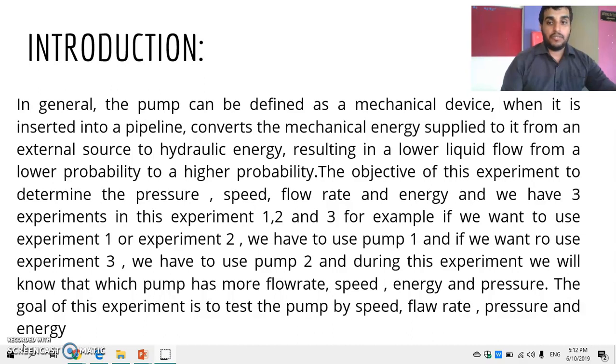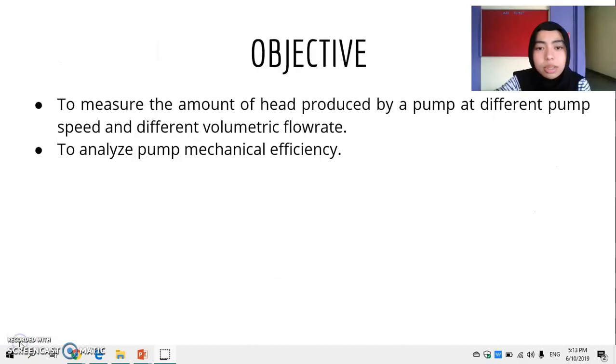And as we know, if we want to use experiments 1 and 2, we have to use pump 1, and if we want to use experiment 3, we have to use pump 2. The goal of this experiment is to test the pump by using speed, flow rate, pressure, and energy. The objectives are to measure the amount of heat produced by a pump at different pump speeds and different volumetric flow rates, and to analyze the pump's mechanical efficiency.